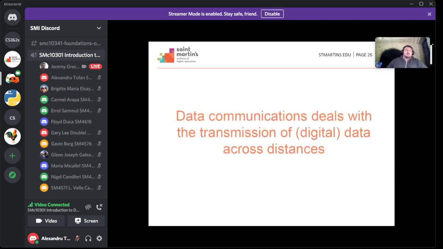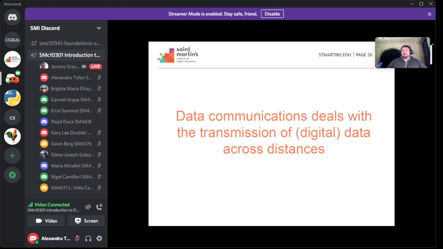So essentially, when we talk about data communication, what we're really talking about is how we deal with transmission of digital data across distances. And as we were hinting at, even in the conversation that we were having up to this point, the way that we traverse distances could change depending on the case scenario.